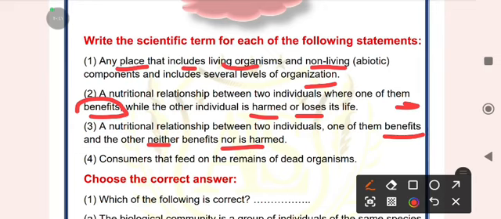Okay. The fourth one, consumers that feed on the remains of dead organisms. Consumers, remains of dead organisms, so it's scavengers. If it said break down, it would be decomposer. So consumers that feed on remains of dead organisms are scavengers.